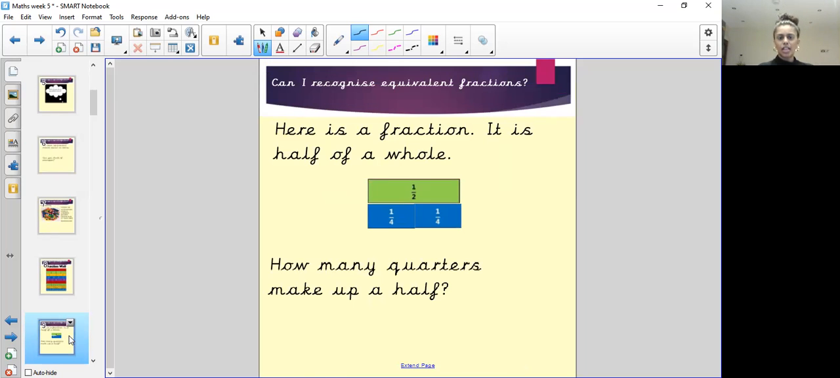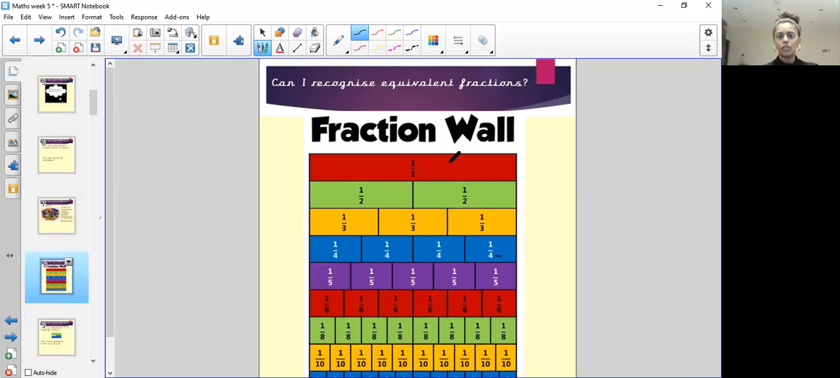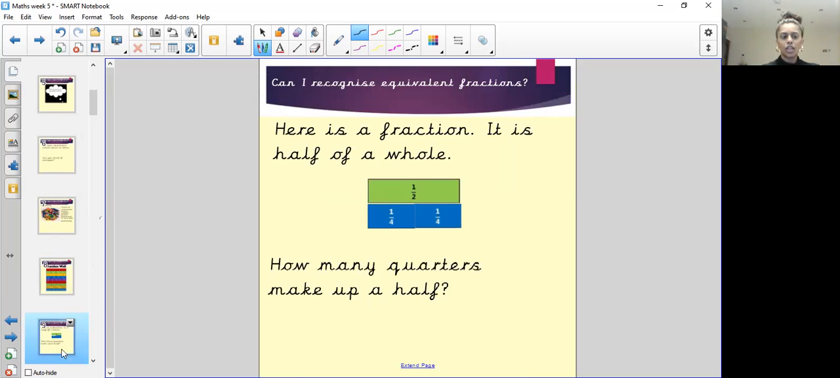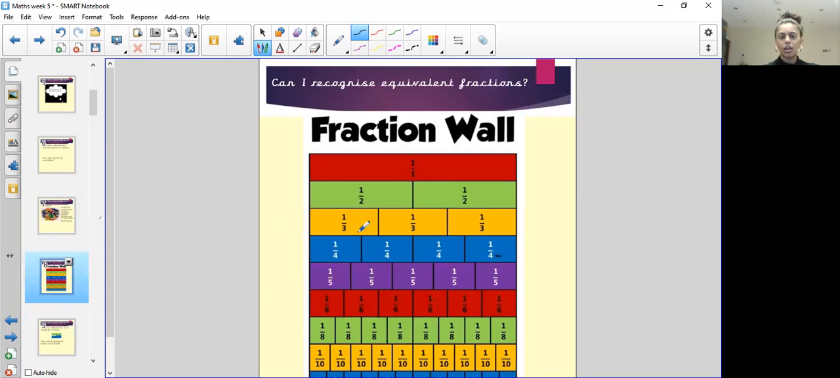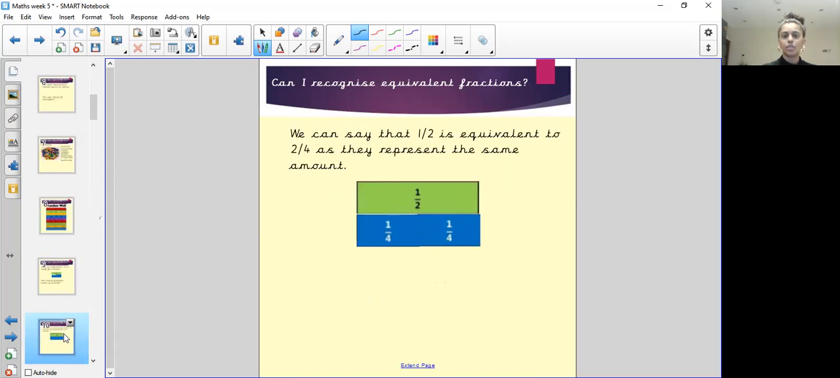So here is a fraction, and it is half of a whole. Our green piece is a half. Now, to make up a half, 2 quarters make a half. And 4 of these quarters would make a whole, because if we doubled this half, we would have 2 halves, and 2 halves make a whole. 2 quarters make a half because it's the same in size, and 4 quarters make 2 halves, and 2 halves make a whole. That seems tricky until we put it into practice.